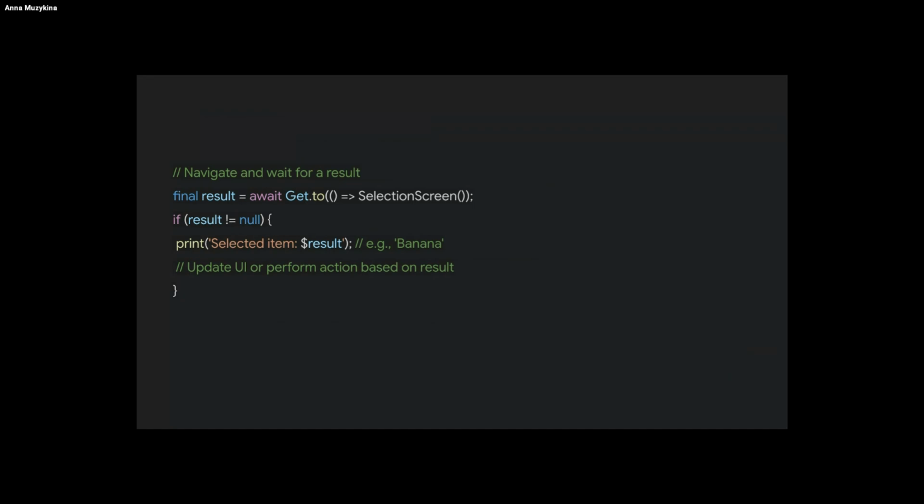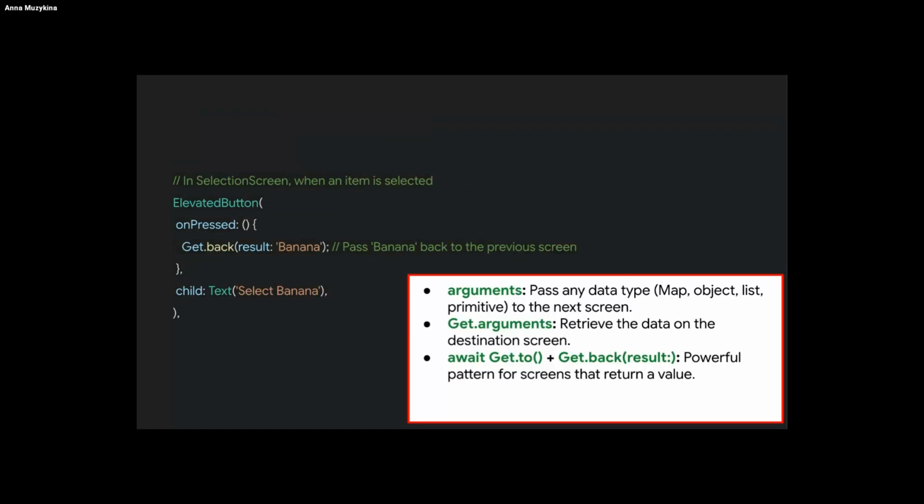surprisingly easy. When you navigate using Get.to, you can await the call. And then on the destination screen, when you decide to go back, you can provide a result as an argument. That result will be returned to the waiting call on the first screen. This pattern greatly simplifies interactions like a select contact screen or a date picker.